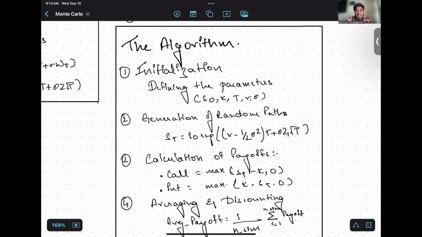Now for each simulated terminal price S_Ti, we calculate the option's intrinsic value, or the payoff, at the moment of expiration. The payoff function depends on the option type. For a European call option, payoff equals max(S_Ti minus K, 0). For a European put option, payoff equals max(K minus S_Ti, 0).